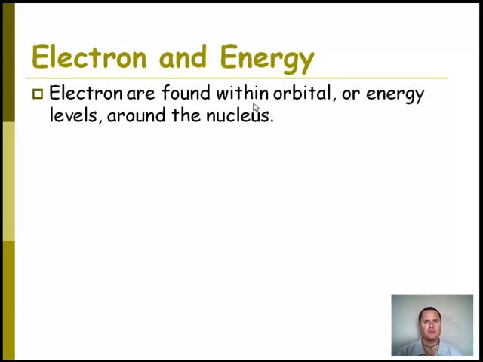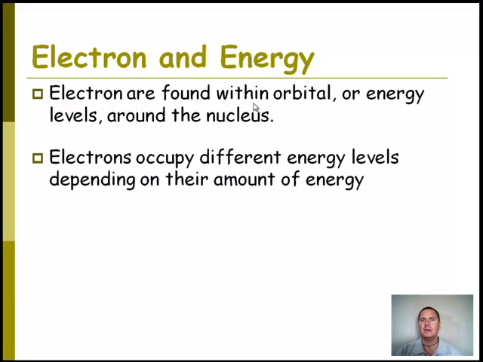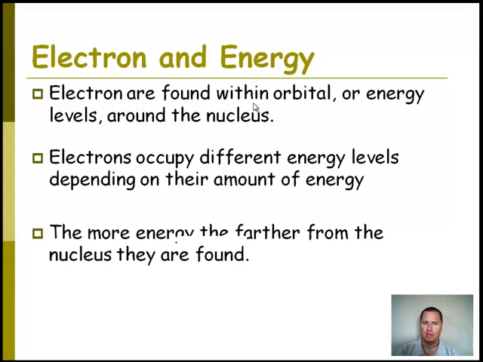Remember, electrons are found within these orbitals or energy levels around the nucleus. So they're outside the nucleus, they're separate from it. And the electrons are going to occupy different levels or different orbitals based on the amount of energy they have. The more energy a particular electron has, the farther from the nucleus it's going to be found. The less energy, the closer it's going to be found to the nucleus.